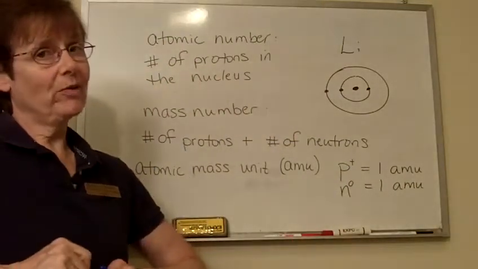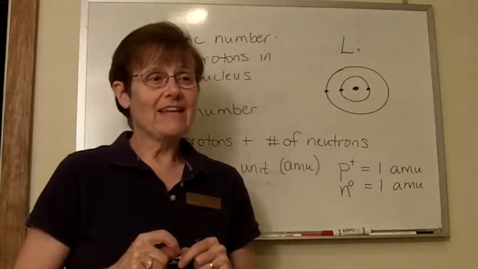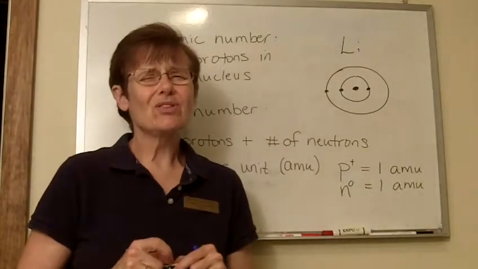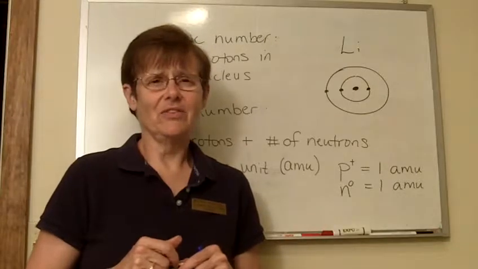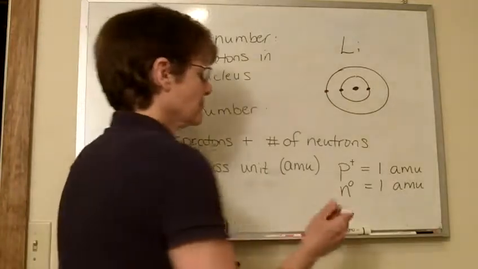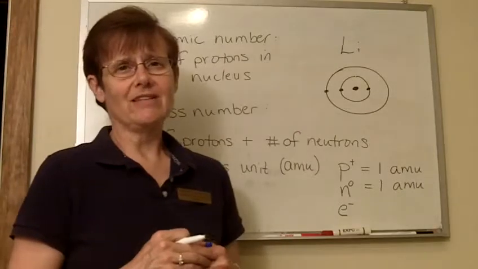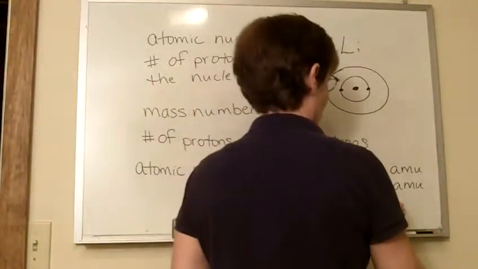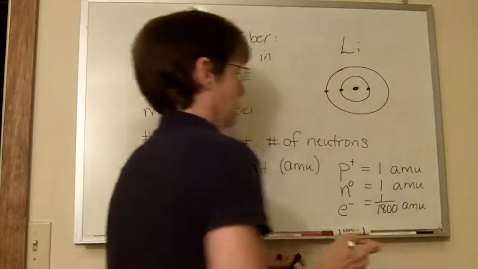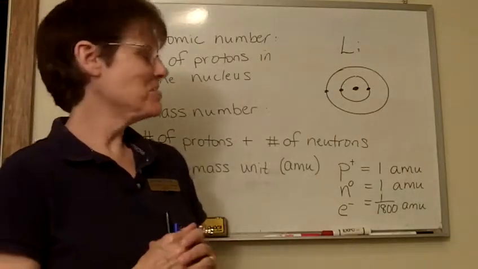So let's talk about why we don't count the electrons when we're trying to talk about mass. Each electron has a mass of about 1 over 1800 AMUs. So they're so tiny that they don't really add anything significant to the mass. So when we're thinking about the mass of the atom, we can just kind of ignore them. So the symbol for an electron, E for electron, with a little negative sign so that we remember it has a negative charge. So there's the masses of the little tiny particles that make up the atoms.